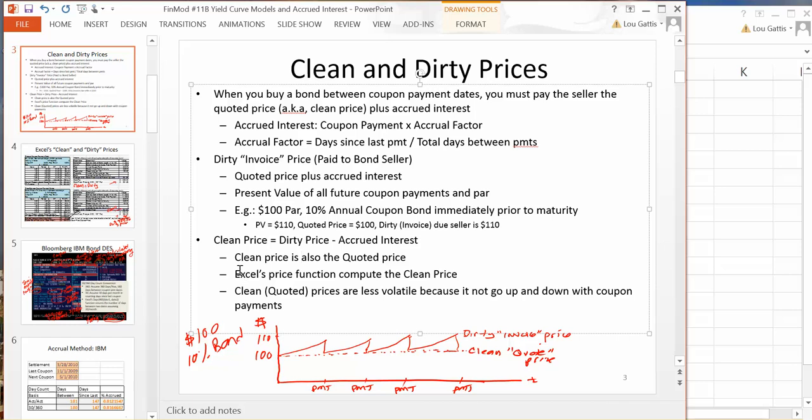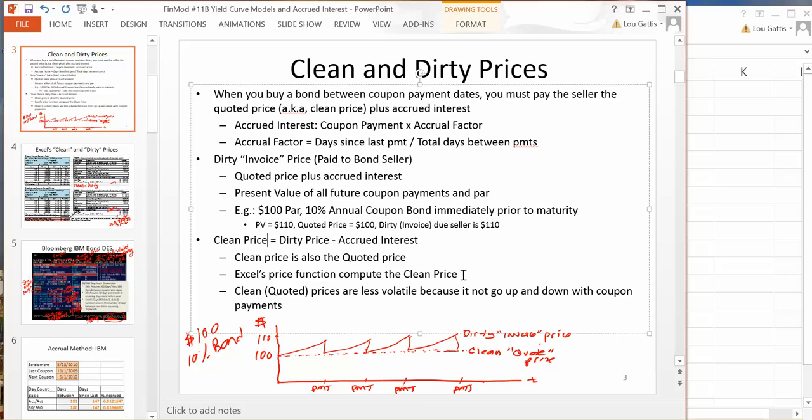Now the trick in calculating the clean versus dirty price is figuring out what this accrued interest is. So again, to recap, a quoted bond price is not what you pay for a bond. What you actually pay is something called the dirty price or the invoice price. The invoice or dirty price is the quoted price plus the accrued interest. Or you can think of the clean price as the dirty price minus the accrued interest.